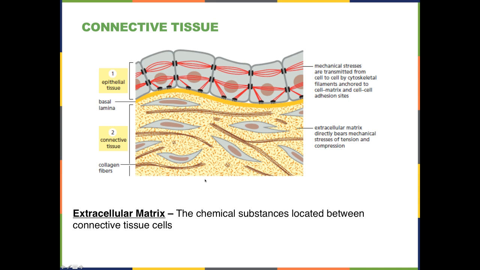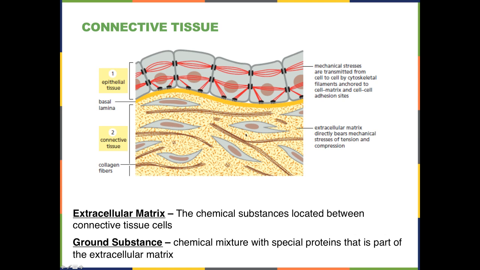On this diagram, this part of the diagram is the connective tissue down here. You have the epithelial tissue up here, the basement membrane, also called basement lamina, here, and then connective tissue down here. Now, between the cells of the connective tissue, you find this sort of substance that's interspersed throughout. This substance has chemicals, and it is called the extracellular matrix.